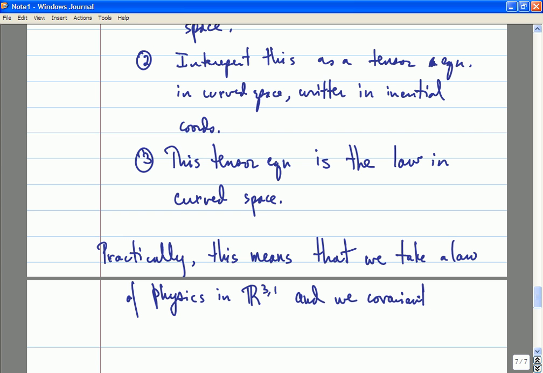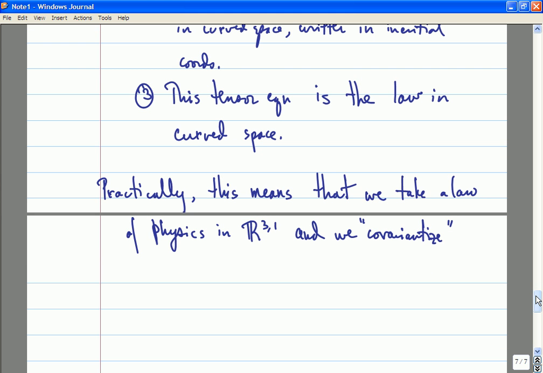So covariant is generally an adjective. I here have turned it into a verb. So what do I mean by the verb covariantize? Well, a law of physics in Minkowski space will involve things like the Minkowski metric and partial derivatives. And when we want to write that law in curved space, all we do is we take the Minkowski metric and we turn it into the metric in curved space. And we take partial derivatives and we turn them into covariant derivatives. If we have an inverse Minkowski metric, we turn it into the inverse of the curved space metric.